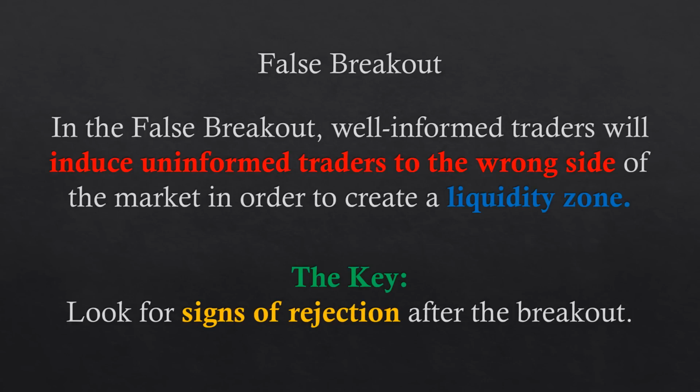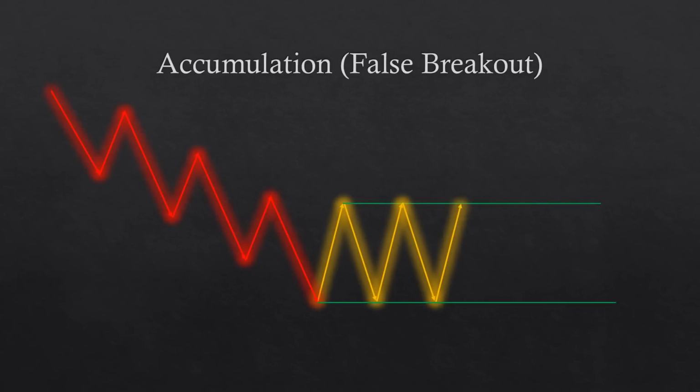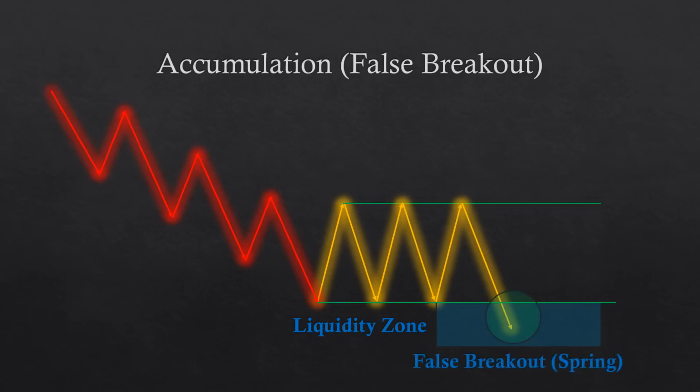For example, in an accumulation, the false breakout is called spring, and it will induce sellers to the downside by a breakout of the accumulation support. When uninformed sellers see the support being broken, they start to sell with the fear of missing out on the opportunity to make a profit. Meanwhile, the smart money is aggressively absorbing the supply in order to enter long positions at a very low price. Because of the significant absorption of supply, price action will display signs of rejection, like leaving prominent lower shadows at the accumulation support, for example. That's the smart money's footprint at the spring.